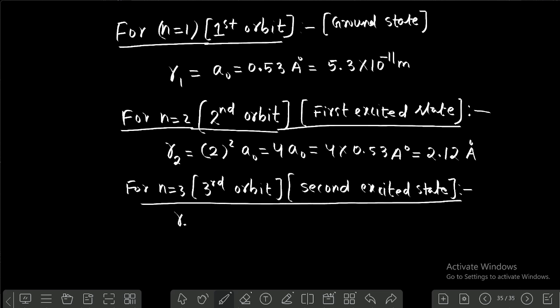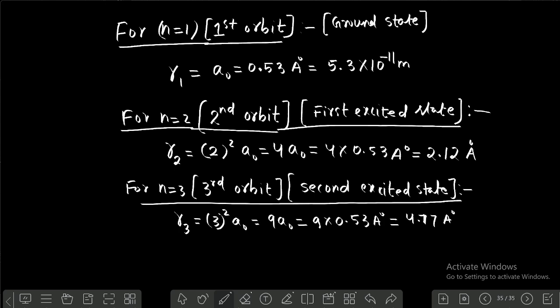Now here I'll write R3. What is R3? 3 square A naught, 9 A naught, or 9 into 0.53 angstrom. How much will it come? Very good, 4.77 angstrom. So this is the orbit radius, like this you have to find.